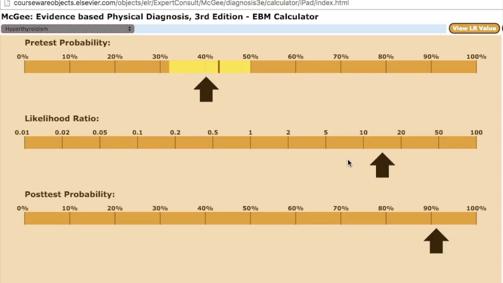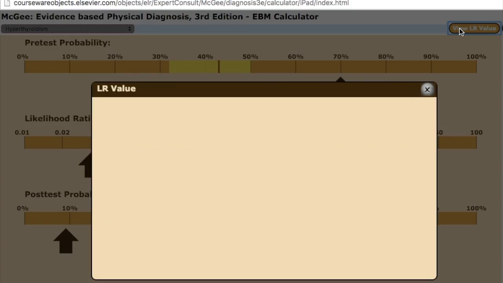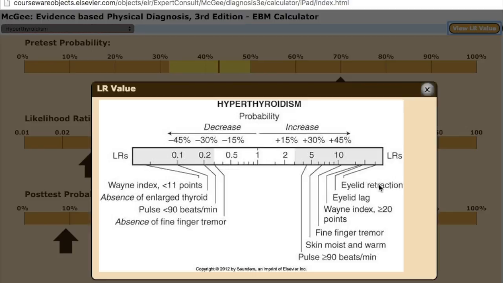And then a negative score on the Wayne index. Remember, that has a negative likelihood ratio of 0.04, meaning that if you have a negative score on your Wayne index, even if you were 70% sure that this patient had hyperthyroidism at the beginning, you are now 10% sure after going through that scaling system. Here's a visual illustrating some of the different physical exam findings that we've talked about today, along with their associated likelihood ratios and the percentages by which they change your pretest probability if positive or negative.